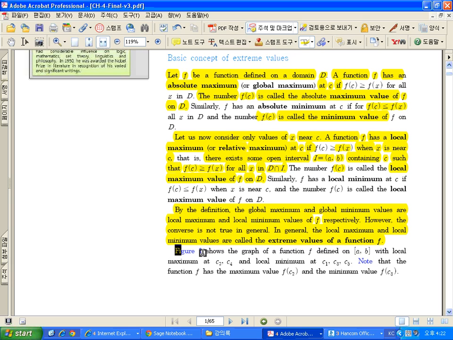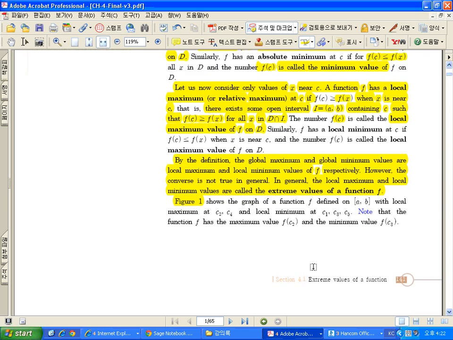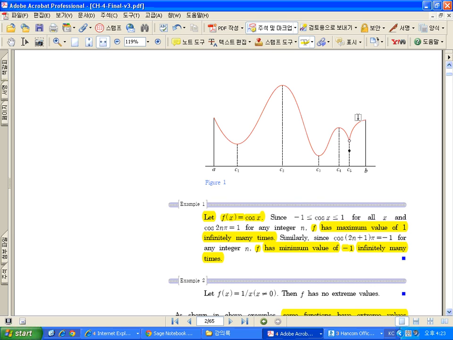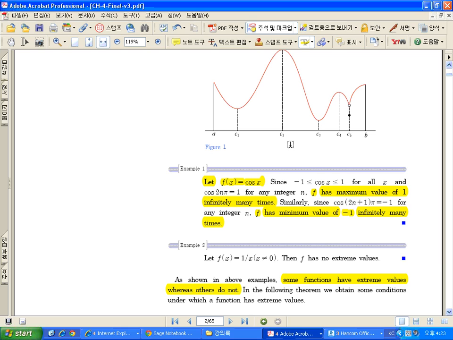This figure 1 shows what is discussed. Okay, so let's see. Here, this curve has a local minimum here, and a local maximum here, and a local minimum here, and a local maximum here, and this is called the global maximum, and this must be the absolute minimum or global minimum. This shows all the situations that we discussed.